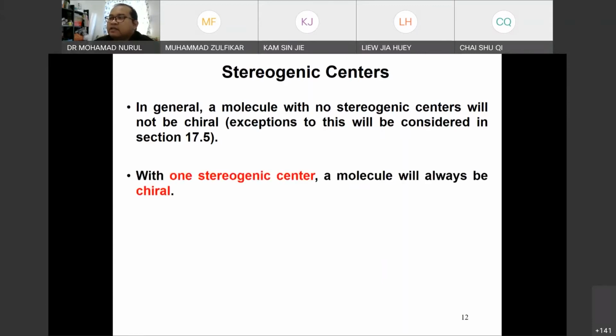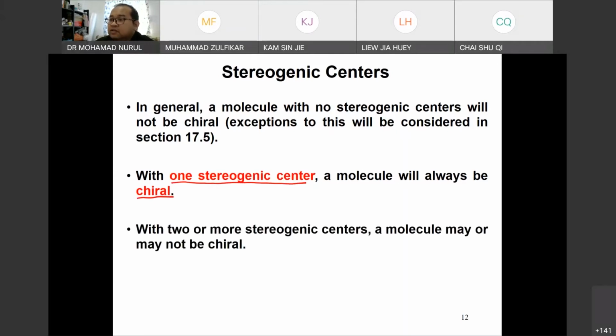So with one stereogenic center, a molecule will always be chiral. With one stereogenic center, a molecule is always a chiral molecule. With two or more stereogenic centers, a molecule may or may not be chiral. This is a general statement. We will see more in exercises and also in discussions during tutorials with your tutors.